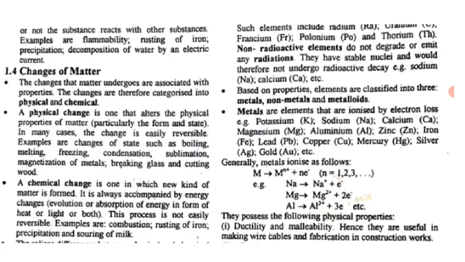So for example, metals are ionized by electron loss. Metals have few valence electrons, for example plus one, plus two. So they are ready to give them out.